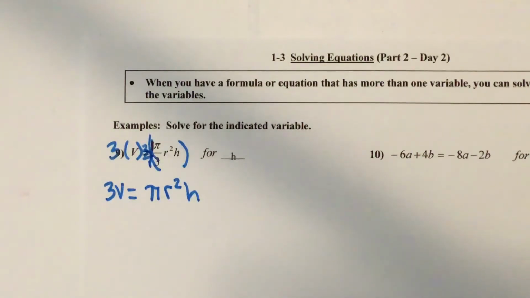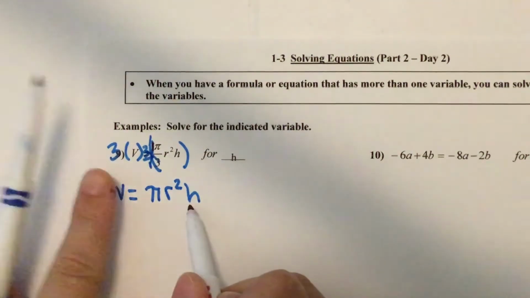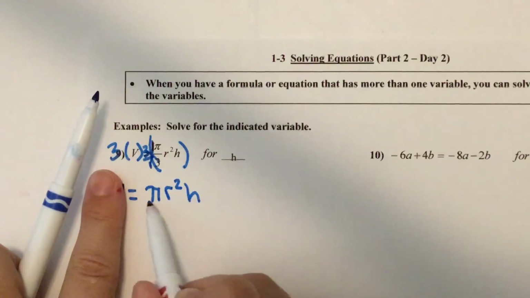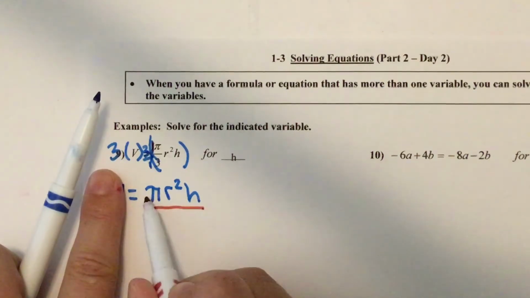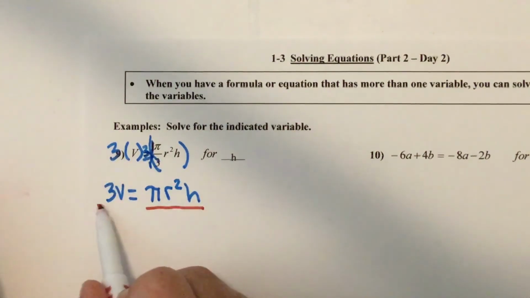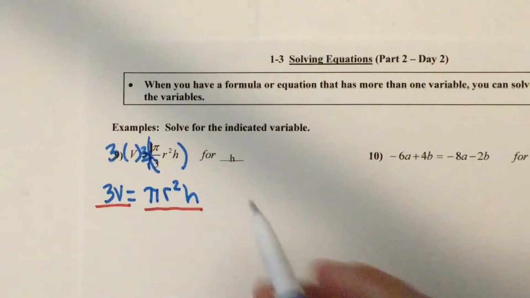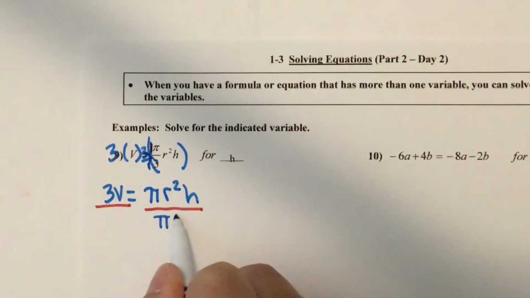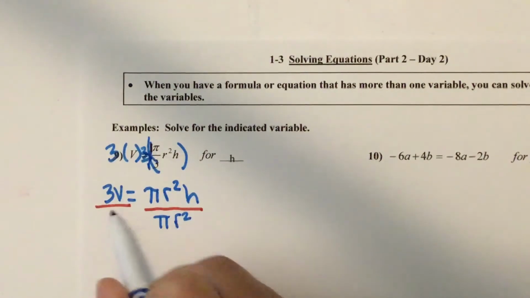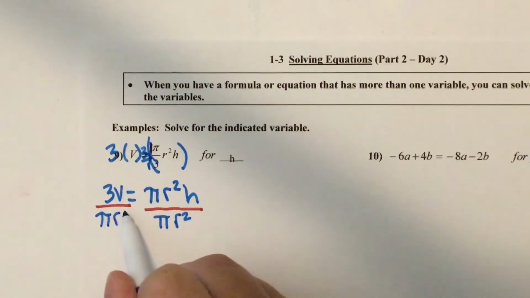Okay, so now to get h by itself, all of these that are smushed with it, how do you think you're going to get rid of them if they're all smushed with it? You're going to divide, because things that are smushed are multiplied, and you get rid of multiplication with division. So I'm going to get rid of the pi by dividing, and I'm going to get rid of the r squared by dividing. And if I divide this side by pi r squared, I divide the left side by pi r squared.